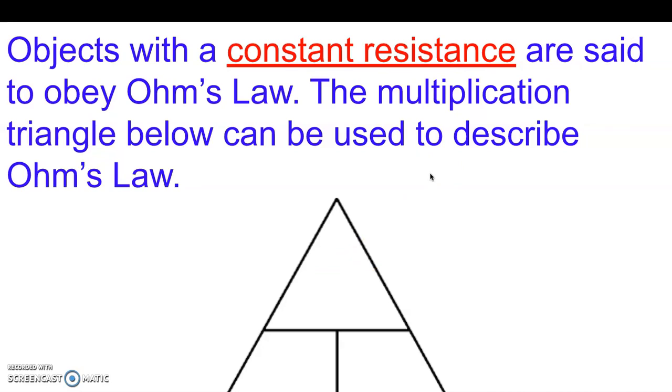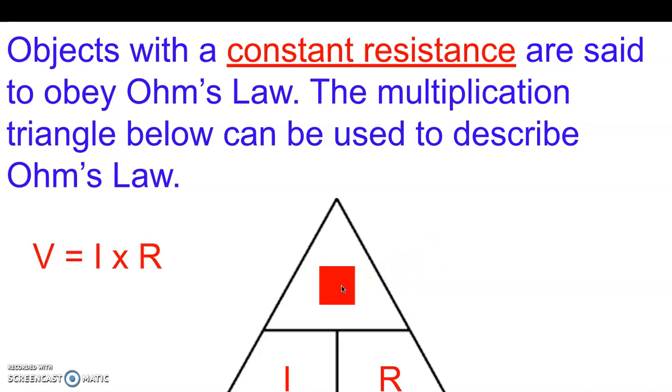And so the multiplication triangle below can be used to describe Ohm's law. So you write the V on top, and then the I and the R on bottom. And then there's 3 equations that you can get out of that. So remember how you use these multiplication triangles. You cover up the variable that you're trying to solve for, and then whatever's left will give you the equation. So to begin with, we're going to solve for voltage.